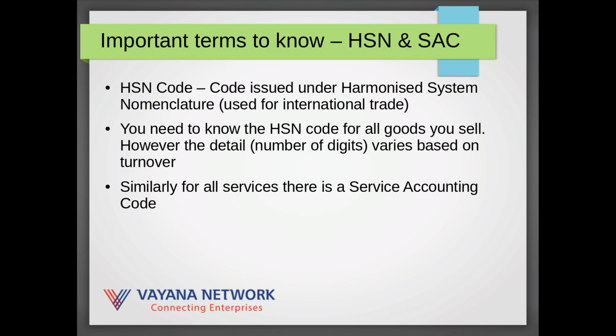As a company, you do need to know the HSN code for all the goods you sell. However, HSN codes are 8-digit codes, and sometimes you are not required to know all of those. For smaller companies, they might just need to know the first 2 digits, some others 4, and some others the complete code. Similar to HSN, there is a series of codes for services called service accounting codes, and if you are in the business of selling services, you would obviously need to know the SACs for all the services that you do offer.